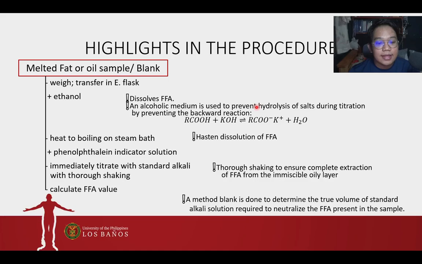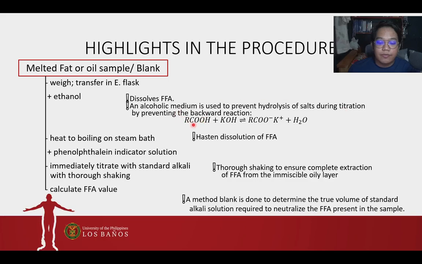Then we will add ethanol to dissolve our FFA. Okay? Then, an alcoholic medium is used. So, yung ating ethanol, ginamit siya para ma-prevent yung hydrolysis of salts during titration. So, ito yung ating equilibrium as we do the procedure.